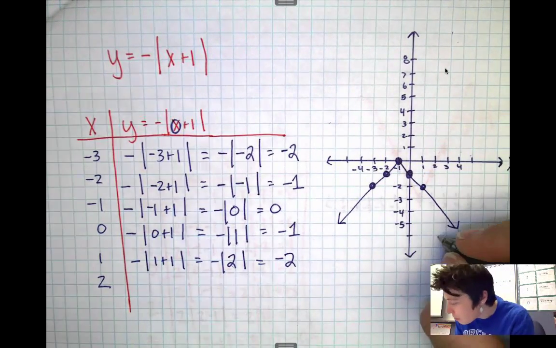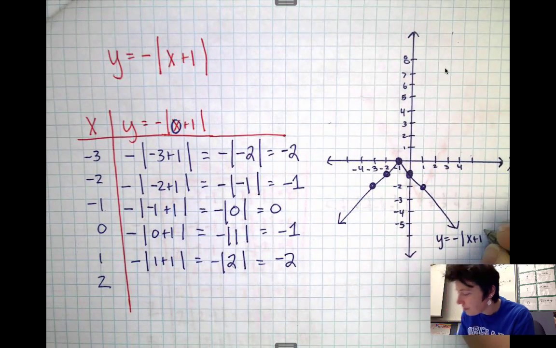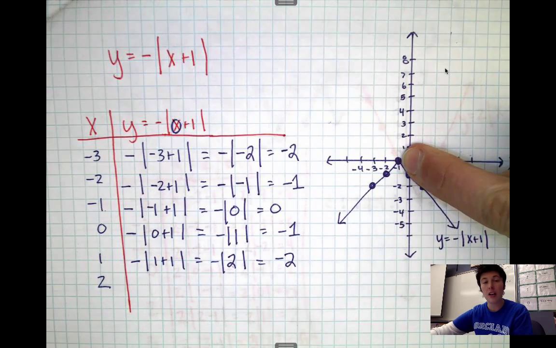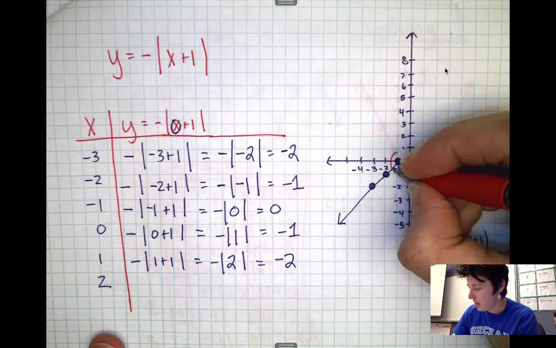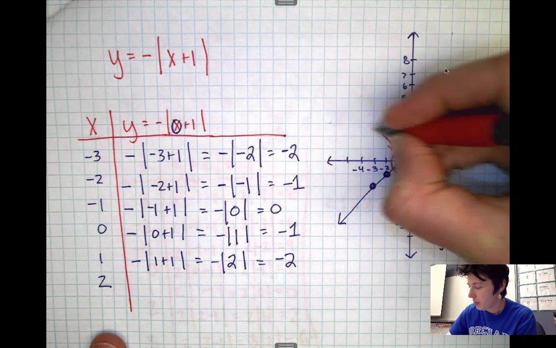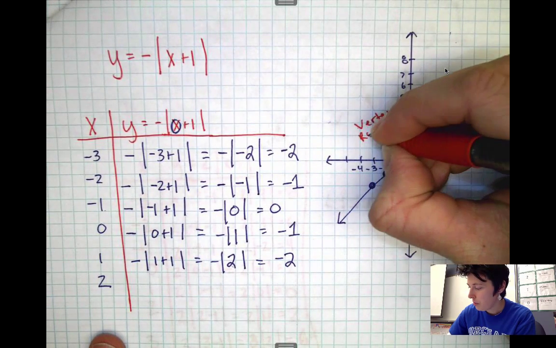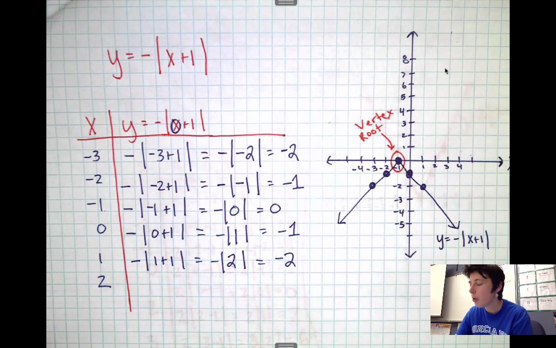And I'm going to write y equals negative absolute value x plus 1. This time the vertex is right here at negative 1. It's on the x-axis. It's a root, it's a vertex, and it's all pointing downwards. So I'm going to circle that and label it. It's my vertex, and it's my root, or my x-intercept. So kind of an important point, a key point on this graph.